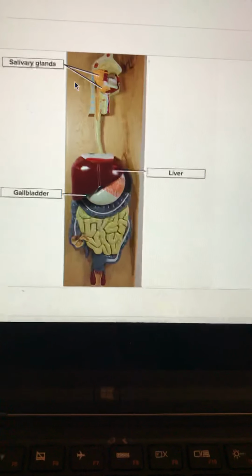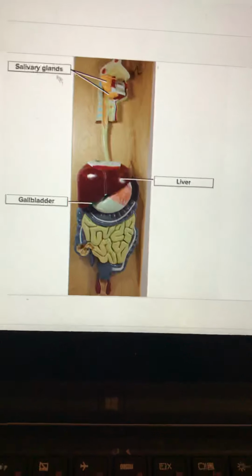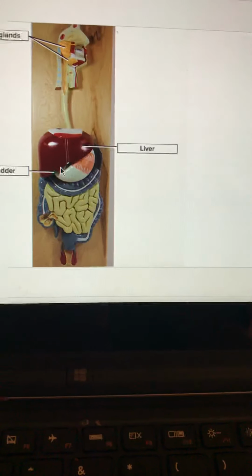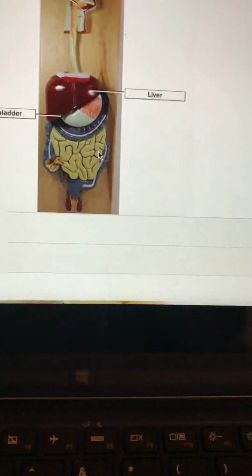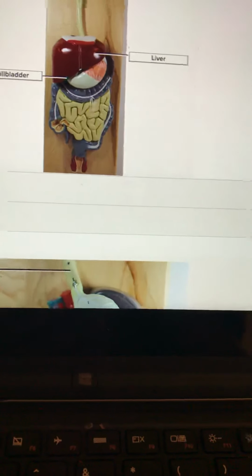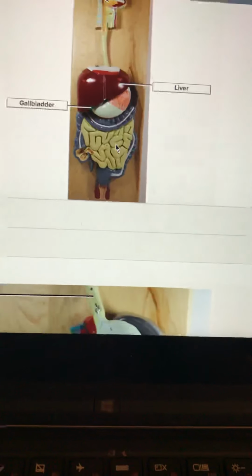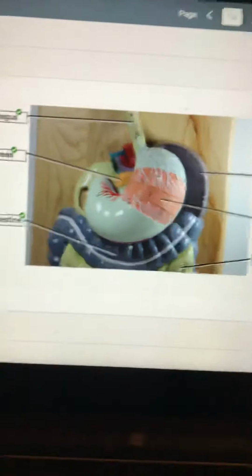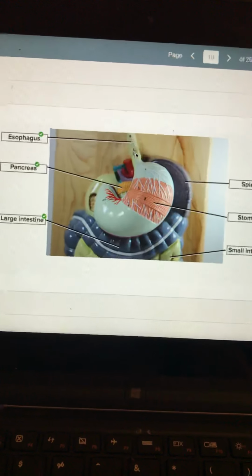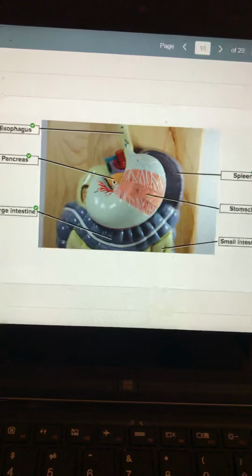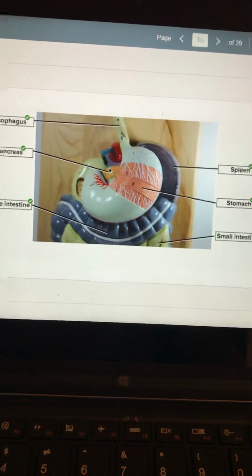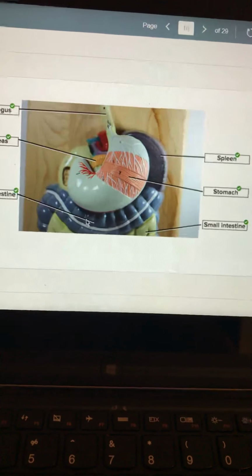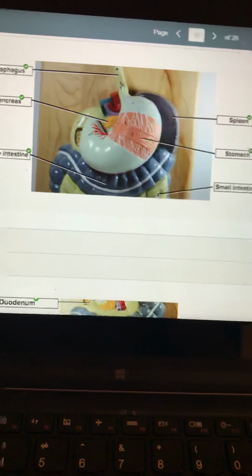Here's the same one, but it demonstrates the salivary glands. Right here's the esophagus, the liver, the gallbladder right under here. This is the stomach, large intestine, small intestine. Here's a more up-close view of the esophagus. Here behind the stomach lies the pancreas and the spleen, the large intestine, and then above the small intestine.